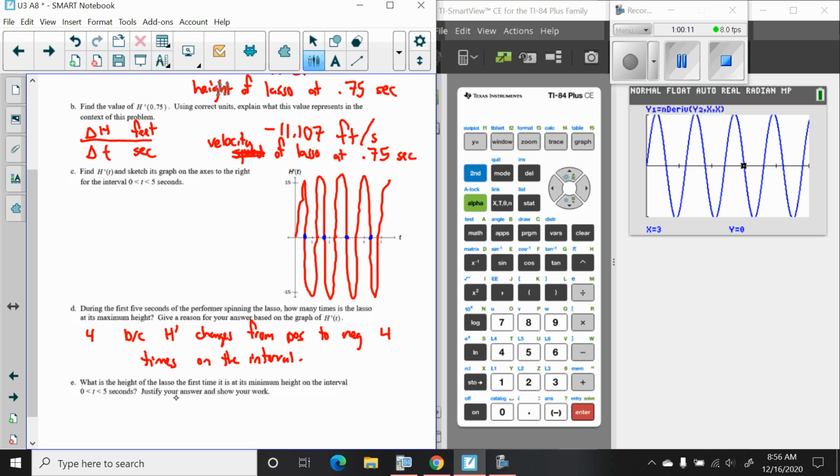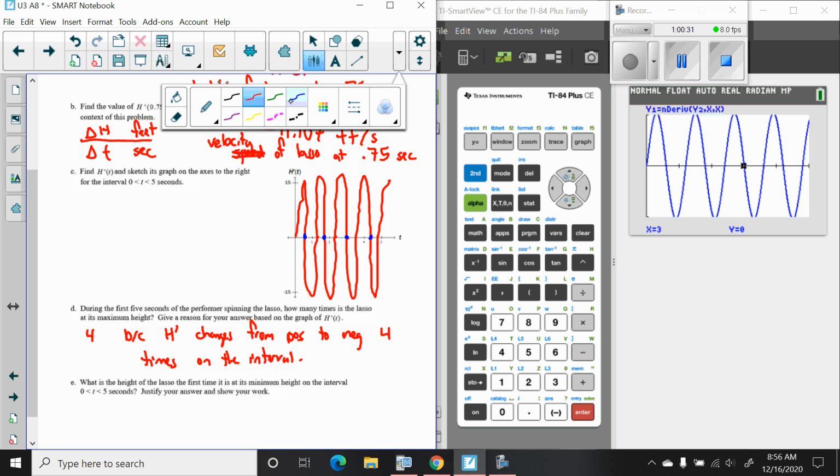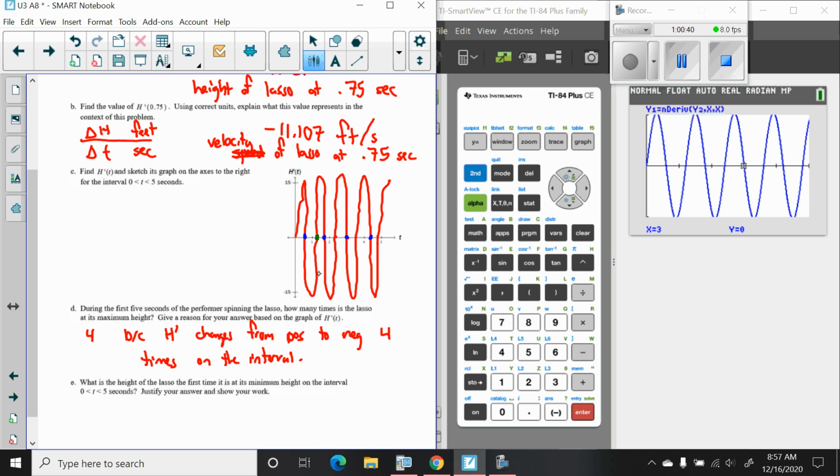What is the height of the lasso the first time it is at its minimum height on the interval of 0 to 5 seconds? Justify your answer. He didn't ask what the time was, but the first minimum occurs here. I was getting ready to say there, but no. And what's that height? So we could find that value, but it's just after 1 second, and it says justify your answer. I'll show my work.